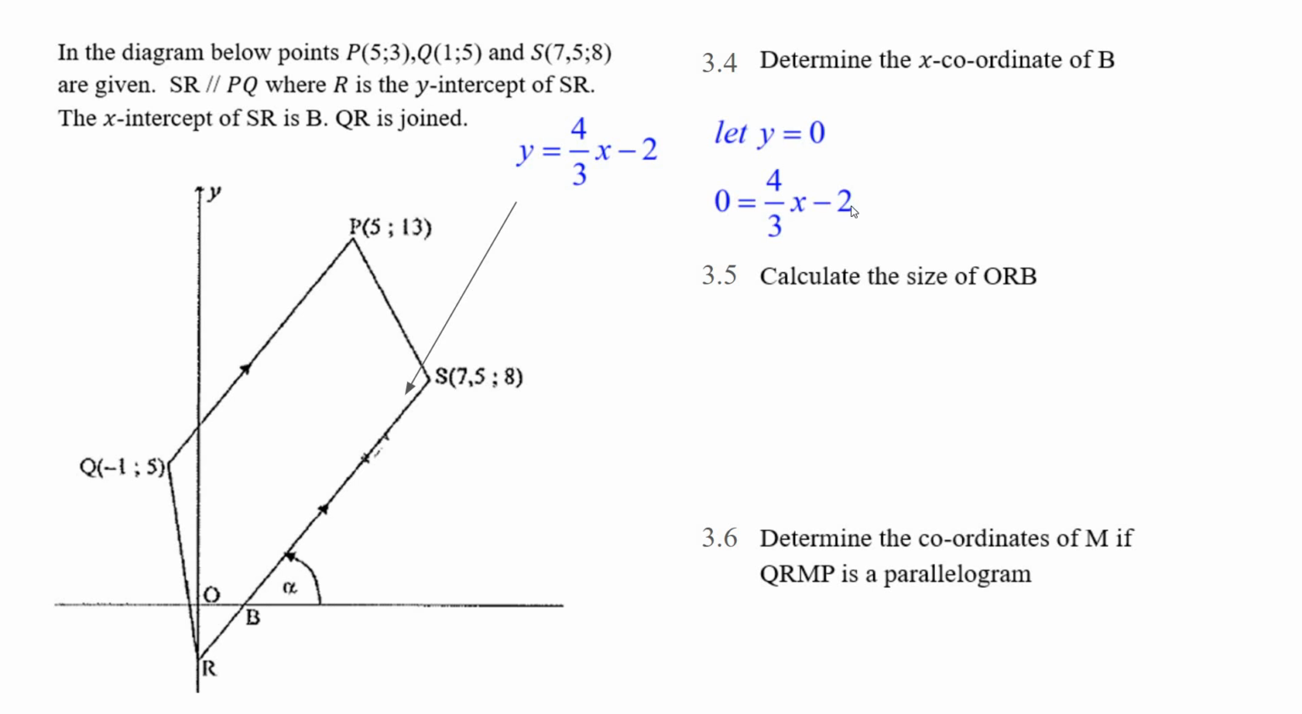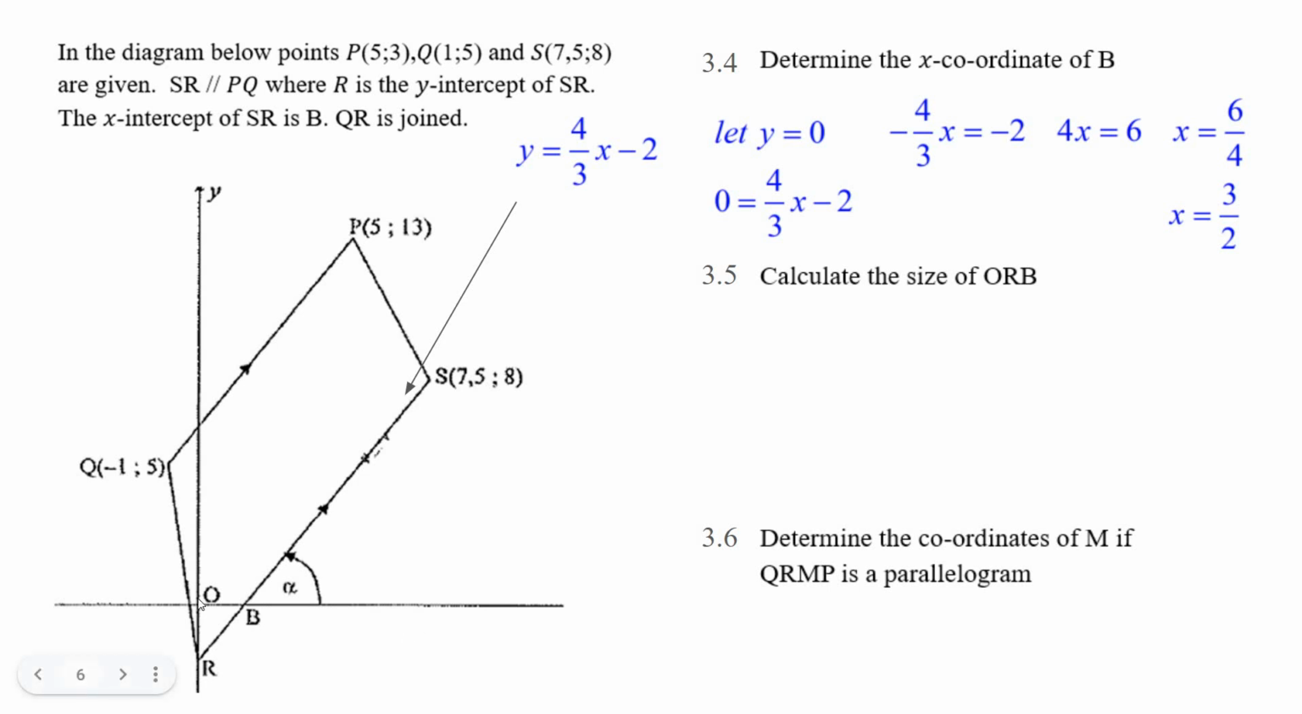We multiply everything by 3, or, if we multiply everything by minus 3, we'll turn it into plus 6 here, 4x, divide by 4. It looks like x equals 3 over 2. And that's the x-coordinate of B. That's all they asked for.